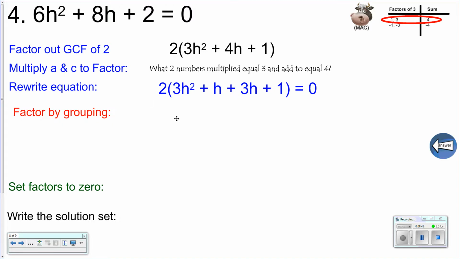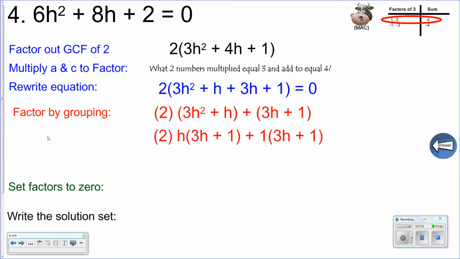I've got 4 terms, so I factor by grouping, keeping that 2 out there. So I group it to 3h squared plus h and 3h plus 1. Find the GCF of those two. So the GCF of the first group is h. So if I factor out an h, I would get 3h plus 1. In the second group, my GCF is 1, so I'll go ahead and factor out a 1. So I'm going to rewrite it. So it's 2 times h plus 1 times 3h plus 1.